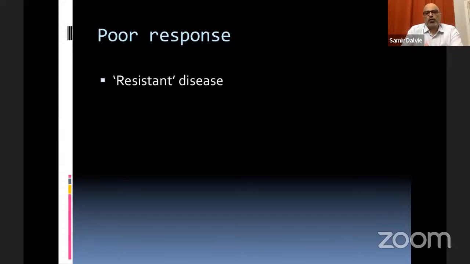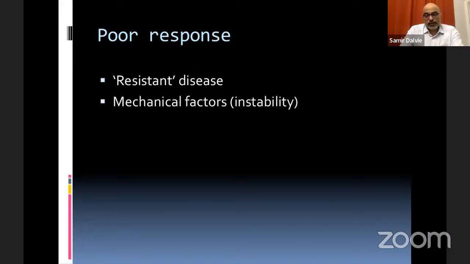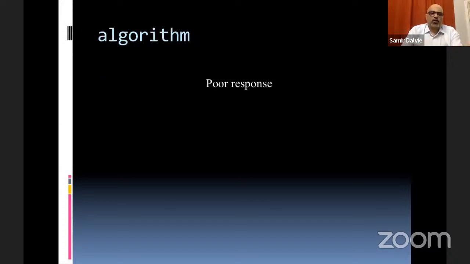What are the causes of this poor response? One of them is resistant disease. So if you have resistant disease, obviously your AKT isn't working, and if your AKT isn't working, obviously the patient is not going to get better. But you can have mechanical factors. The mechanical factors can be an instability which is developing or a kyphosis which is developing. And that can be a reason. So your disease is getting better, but a mechanical factor is causing pain. A mistaken diagnosis, we've already been through that: if you give AKT but it is not Koch's spine, then that's a problem.